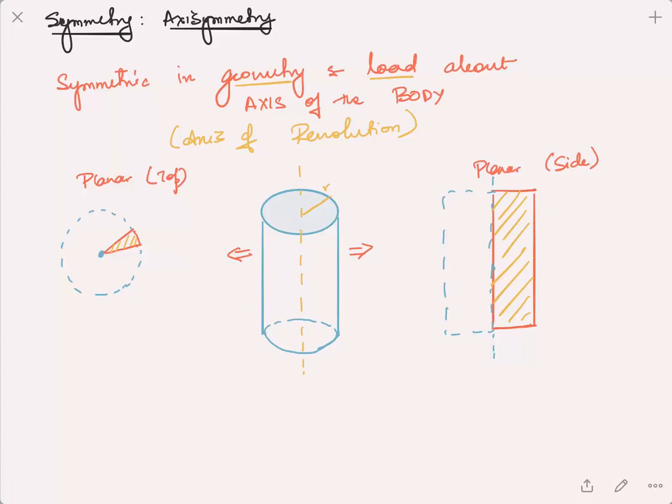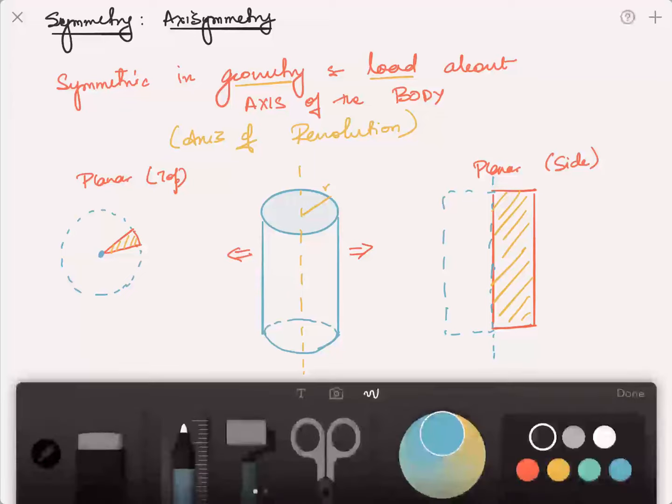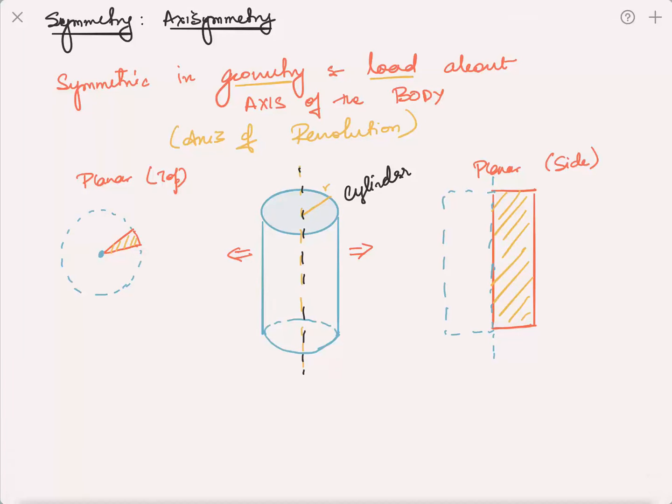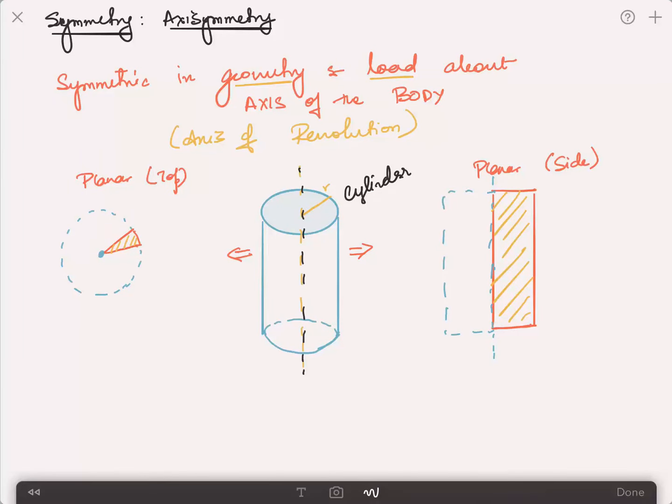So if we look at this cylinder here, we have the axis of rotation, which is basically this axis which is marked already. It is rotated about this axis to form the cylinder. So if I had one line here at radius r and I rotated it, then I would end up with this entire cylinder as shown over here.